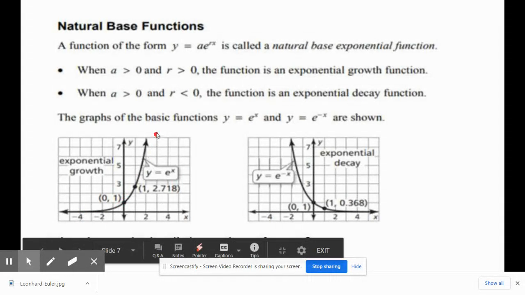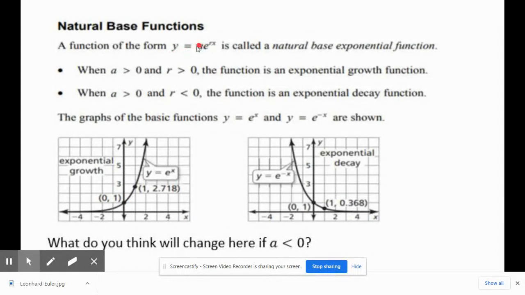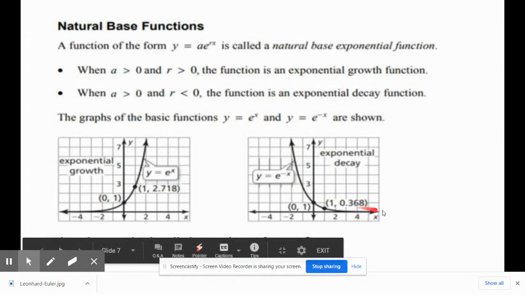It goes up to the right, like our y equals e to the x that we just did. Notice it goes through (0, 1). And then if a is greater than 0, so it's a positive number again, but this time r is less than 0, like we did on the second graph where we let x be negative x. So in other words, our r is negative 1, negative 1 times x. Then we get exponential decay. It's going down to the right.